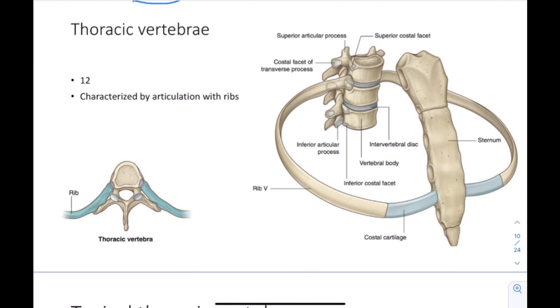Okay, so let's talk about thoracic vertebrae. They consist of 12 vertebrae, and they are special because they're characterized by articulation with ribs. Right here, we have thoracic vertebrae, and you can clearly see that the rib articulates with the thoracic vertebrae, and then anteriorly with the sternum.